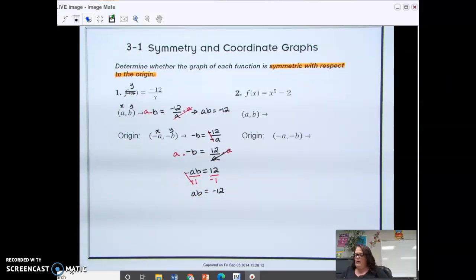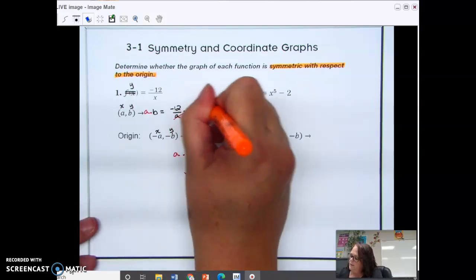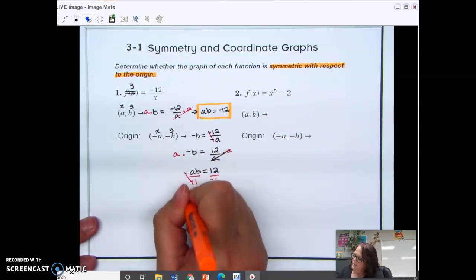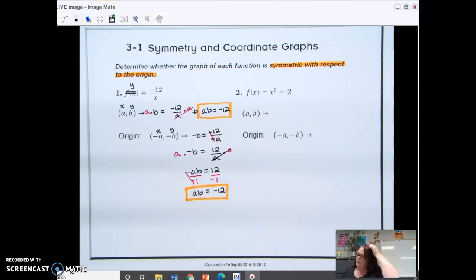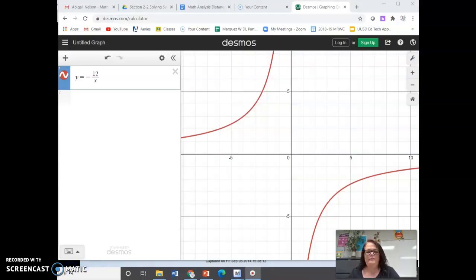Okay, so because I could get my control group here to be the same as this equation here, that tells me that we're symmetric with respect to the origin. All right, so I went ahead and graphed the original equation in Desmos to show you that if we took a piece of tracing paper and traced the x and the y axis and traced that graph and rotated 180 degrees, it would fall right on top of itself. And so we agree it is symmetric with respect to the origin.